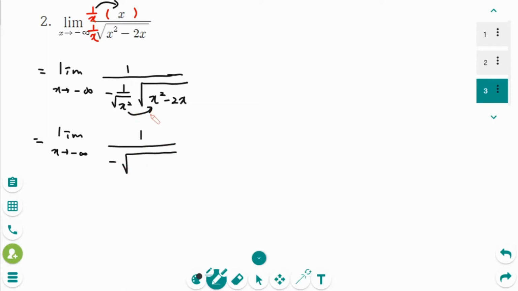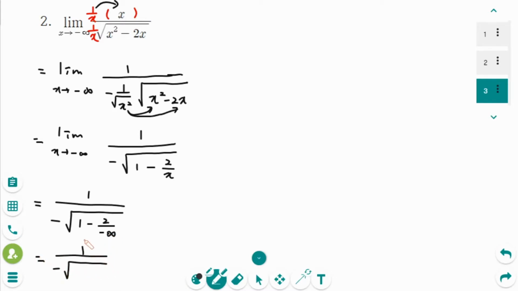And then expand 1 minus 2x over x squared, which is 2 over x. And then put minus infinity into x. One plus 2 over infinity, which is 0. So 1 over minus square root of 1 equals minus 1. The final answer is minus 1.